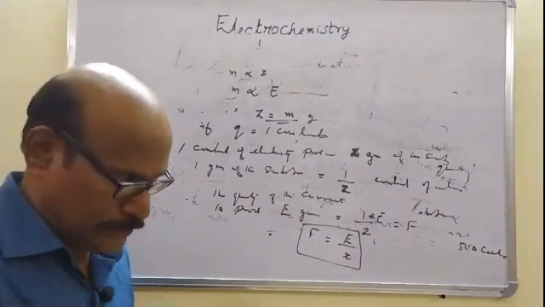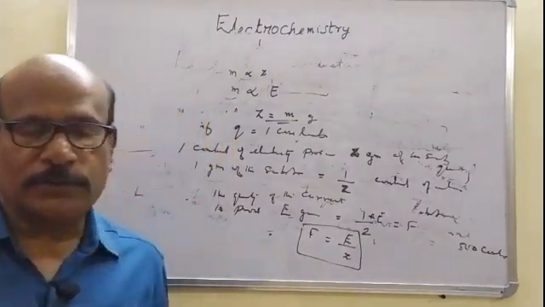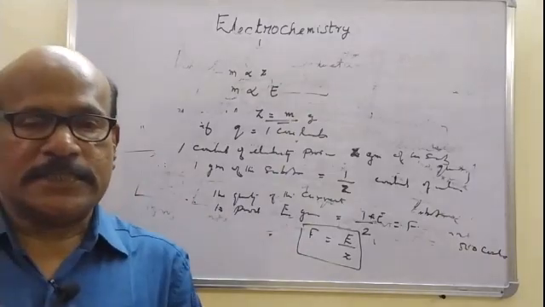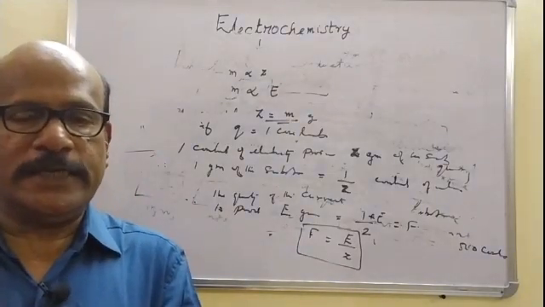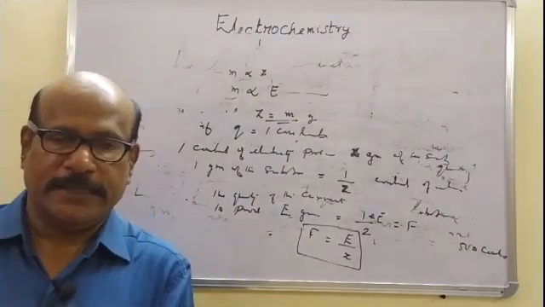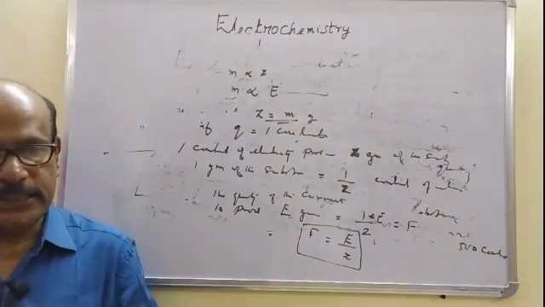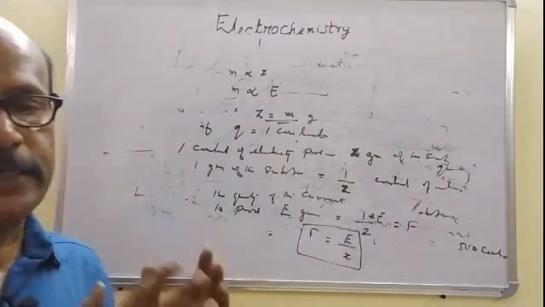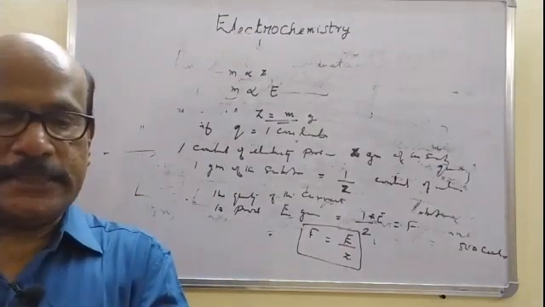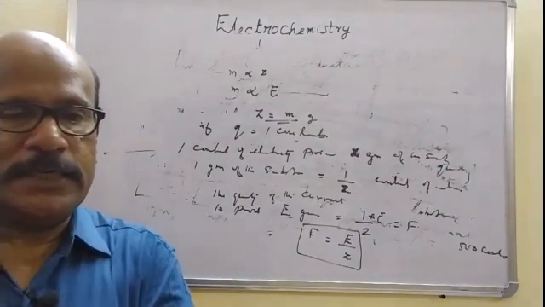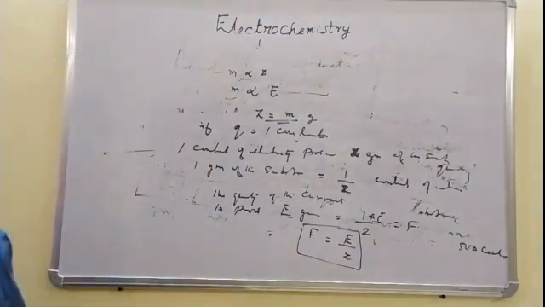So we can stop now. Next we have to discuss various aspects of electrolytic conductance: the conductance represented by G, the specific conductance represented by kappa, then the molar conductance, in connection with the concentration of the solution, that is lambda. All these are discussed later.